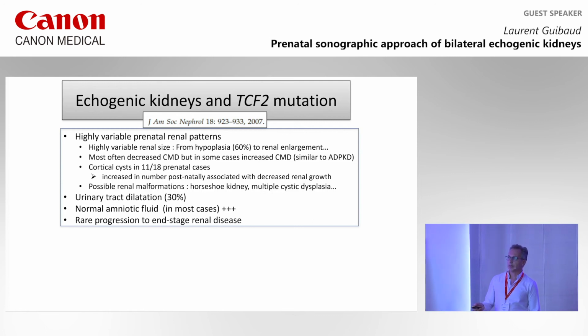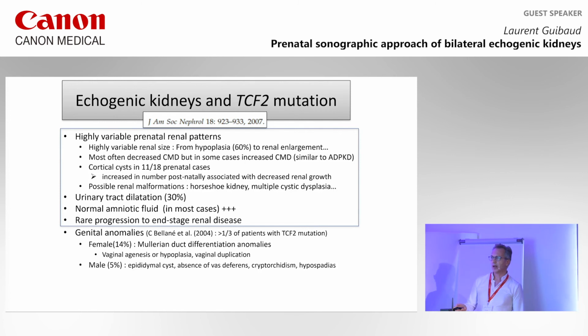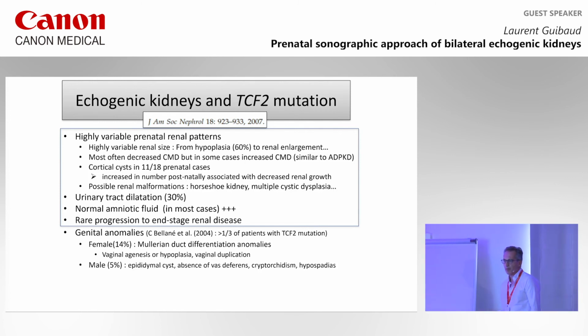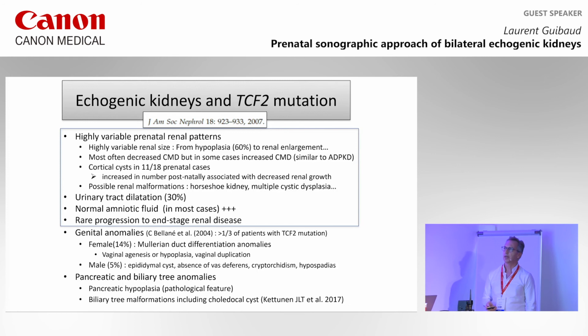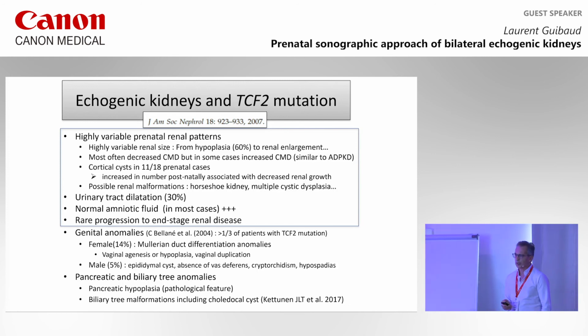There may be cortical cysts, so there may be urinary tract dilatation. Most of the time, amniotic fluid is normal, and there is rare progression to end-stage renal disease. There may be genital anomalies, more frequent in females than males, and you may have also pancreatic and biliary anomalies. Pancreatic hyperplasia is very specific to this mutation, but you can also have colorectal cyst, and we have a recent case with colorectal cyst and TCF2 mutation with echogenic kidneys.